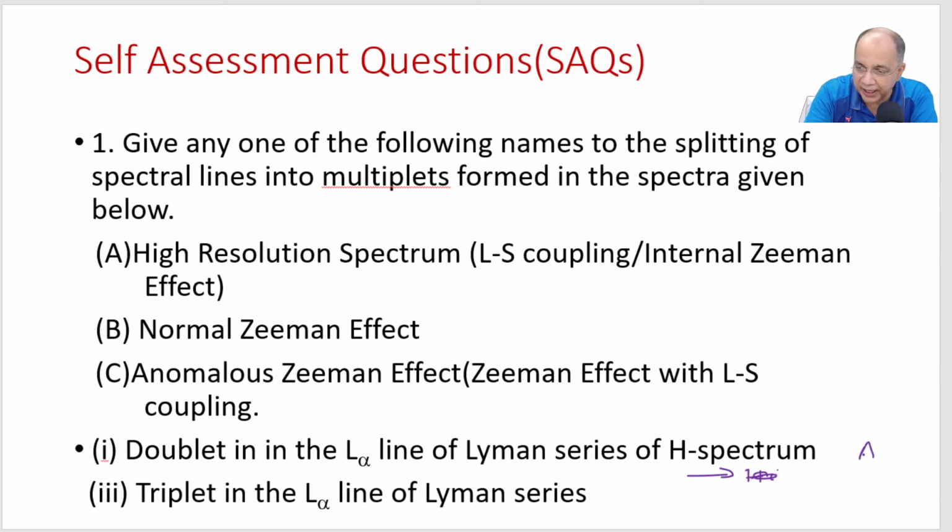So this is simply a high resolution spectrum. This is A. I am writing A. A means it is a high resolution spectrum only. No Zeeman, nothing. You can call it internal Zeeman, no doubt about it.